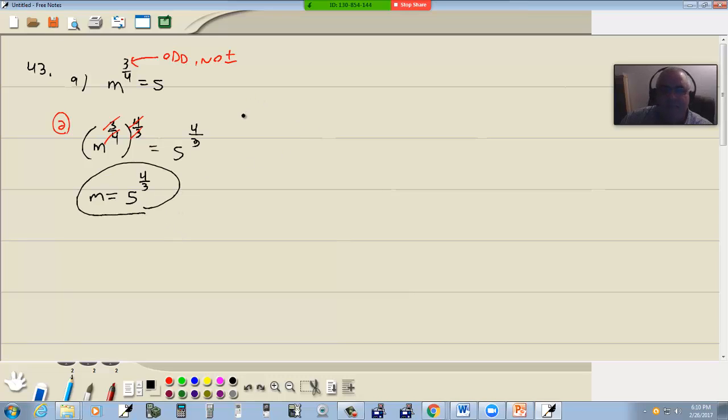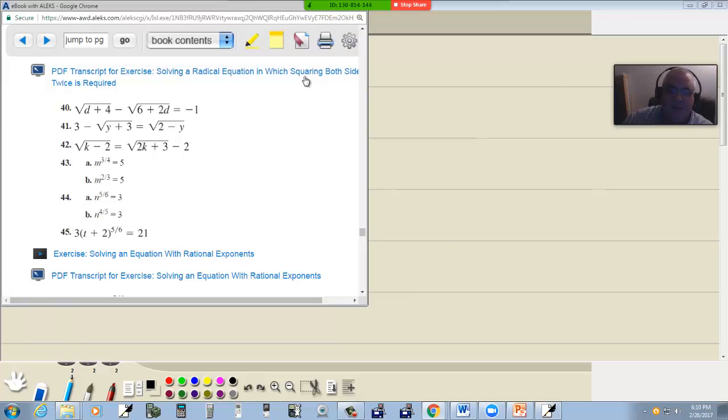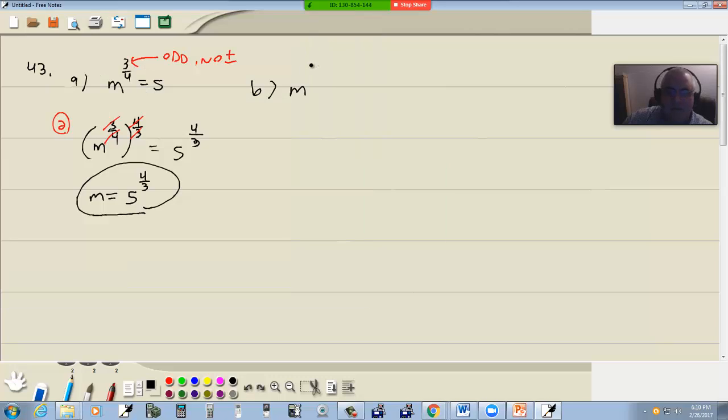Let's look at B. m to the 2/3 is equal to 5. Our first step is to get the part with the fractional power by itself. There's nothing in front of it, nothing after it, so that's done. Step 2, raise both sides to a power equal to the reciprocal. So we have m to the 2/3, and we're going to raise both sides to the 3/2 power.